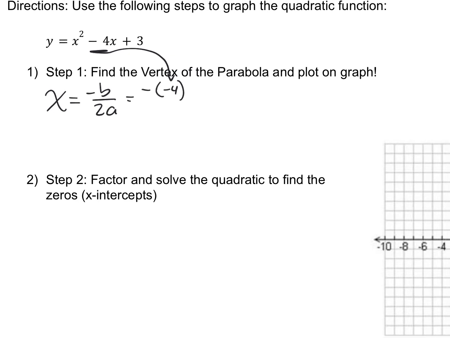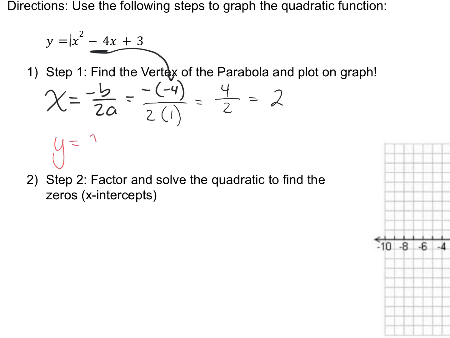And then I'm dividing by 2 over our a value. Remember, our a value is 1 for this if there's nothing there. And so if I simplify this, I get 4 over 2, because the negative times the negative is a positive. 4 divided by 2 is 2. So I get our x value, the vertex. Now let's go ahead and plug it in and get our y value.